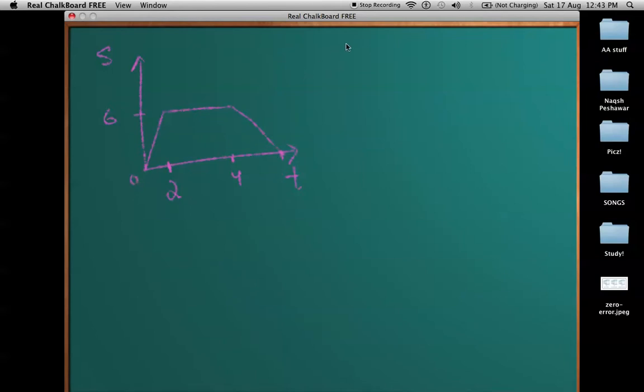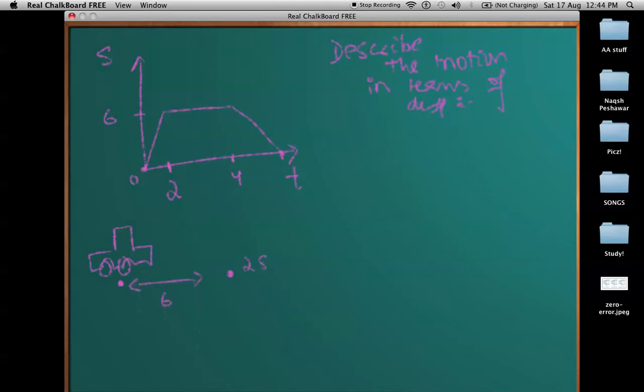Now first of all, if I ask you to describe the motion in terms of distance, of displacement, you can tell me that this is a car that was standing at point O, point 0. There was a mark of 0 where the car was standing. So this was a car standing at point O at time 0, and at 2 seconds it had moved a distance of 6 meters.